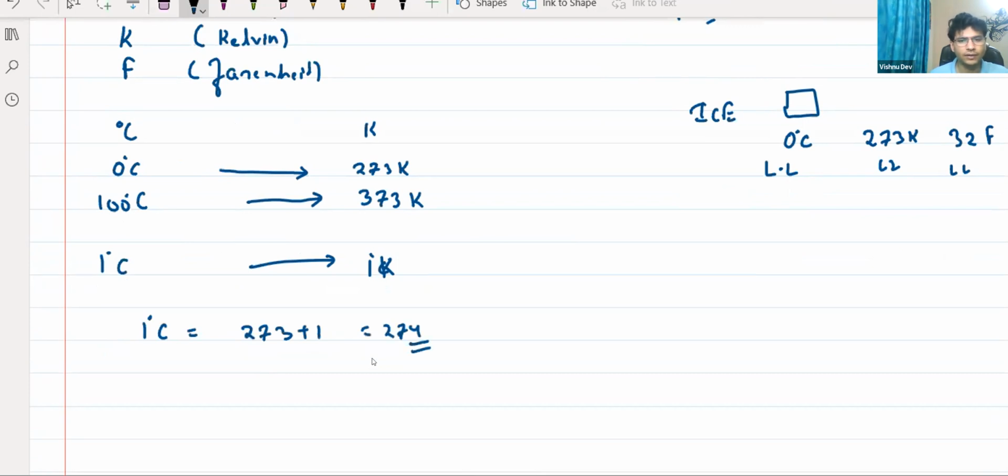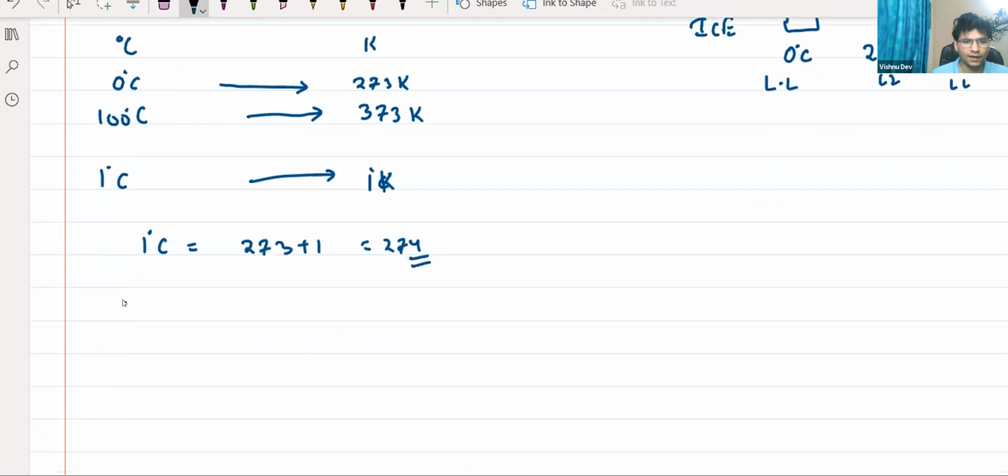So can I say that if anything is in degree centigrade and you have to convert into Kelvin, what do you have to do? Just add 273. Exactly. So I'll just write down this formula. Degree centigrade is equal to Kelvin minus 273. Kelvin is equal to 273 plus Celsius.